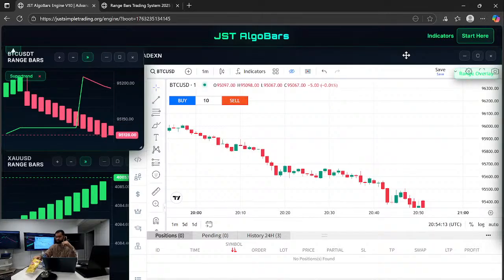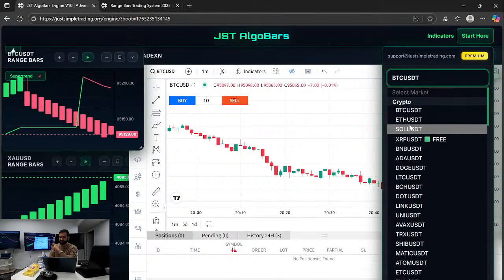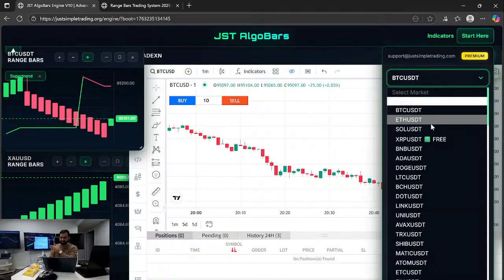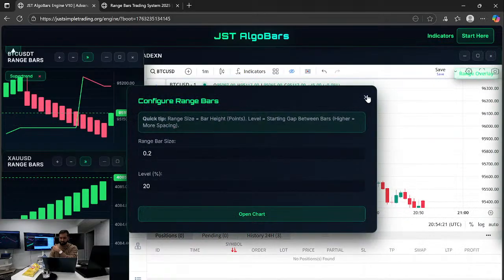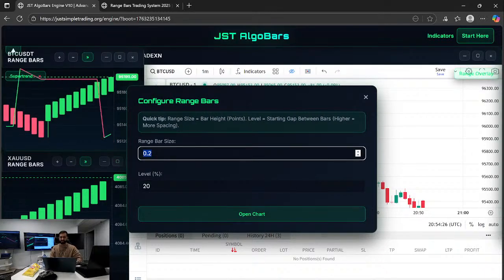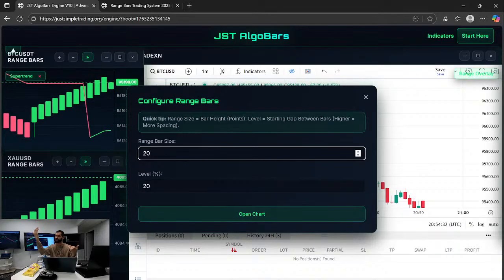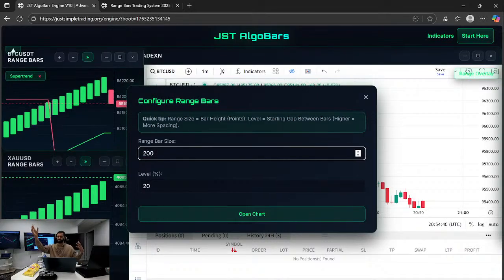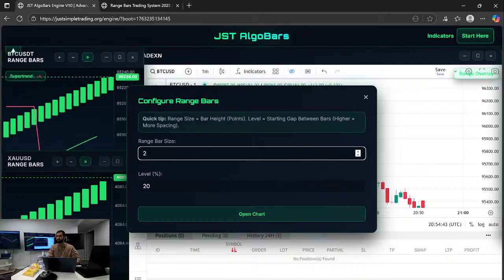And how do you change it in the settings? If you click start here, select your market. So let's say BTC. Now over here, range bar size. Right here, 20 is what I use because I do a 100 point stop loss and take profit. That means a few bars will build, and I can go in and out of the trade. But let's say you make it 200. Now you're seeing a big trend. And if you make it 2, you're seeing very small trends. It's good for scalping because you're seeing very small moves and reversals and all that.